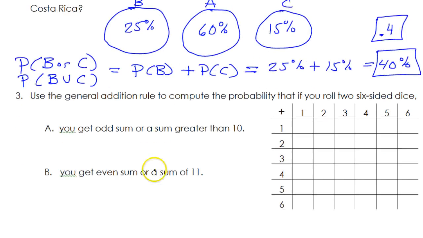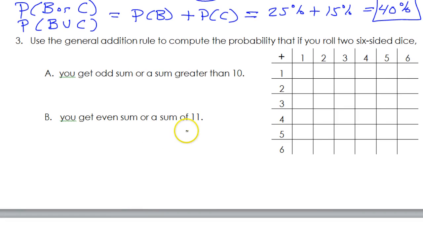Okay, good to know. All right, moving on to number 3. Use the general addition rule, which is what we were just doing up there, to compute the probability that if you roll 2 six-sided dice, and then we have these situations down here. So let's start by setting up a table for ourselves.